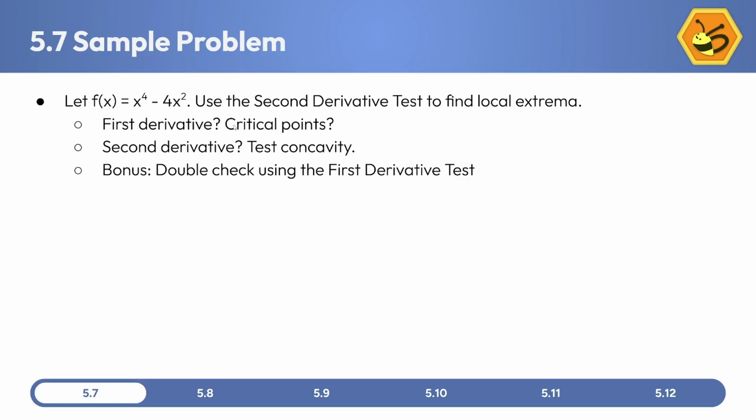So here's a sample problem. Try to use the second derivative test to find all local extrema. You don't have to use the first derivative test as of now because we're running a bit short on time, but maybe later today you can double check your work with the first derivative test. Everyone just try to use the second derivative test here and see if you can find any local extrema.